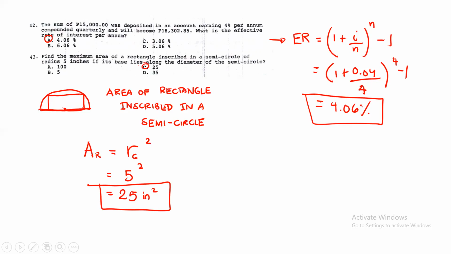Kapag sinabing area ng rectangle na naka-inscribe in a semicircle, radius lang ng circle squared. So, hindi ko pinapakita kung paano na-derive yung formula na yan.